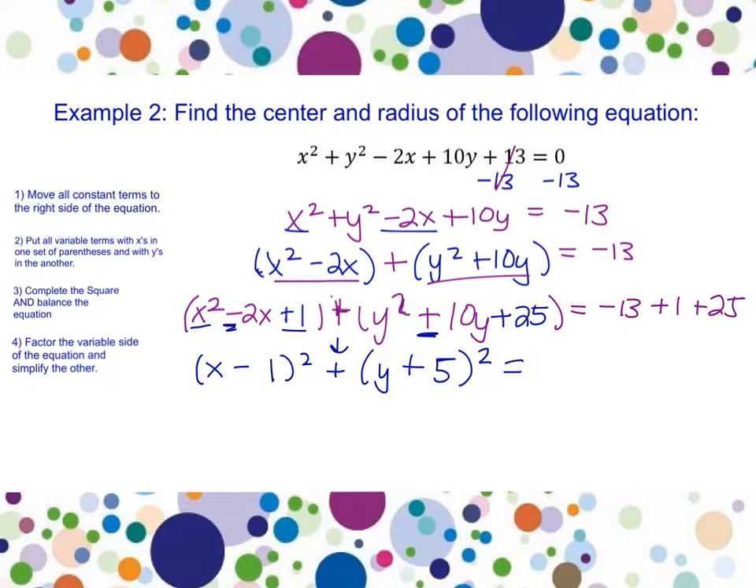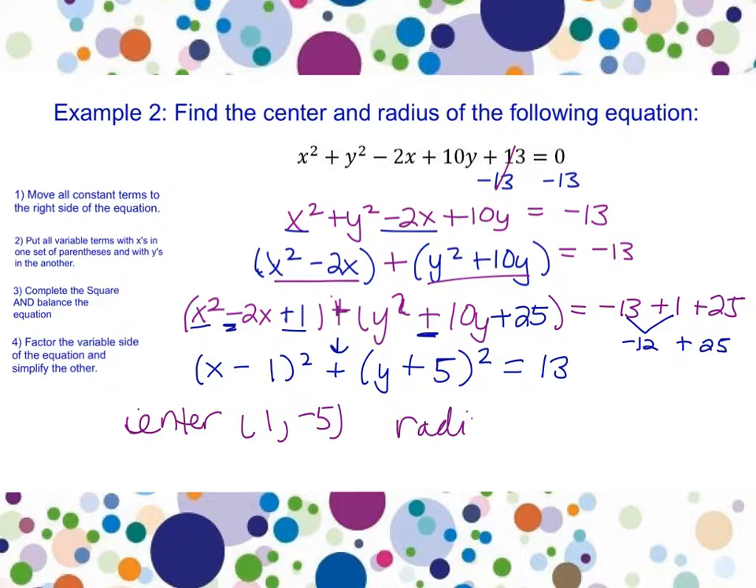And then all of that equals, let's see, negative 13 plus 1 would be negative 12. But then when I add negative 12 to 25, I get positive 13. So all of that equals positive 13. So lastly, if I asked you to find the center and radius, you could do that now. The center is at (1, -5), and the radius is the square root of 13.